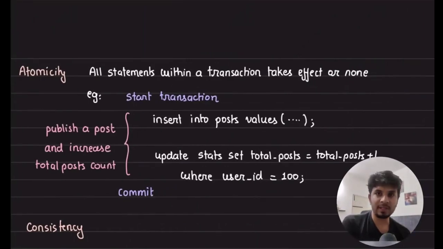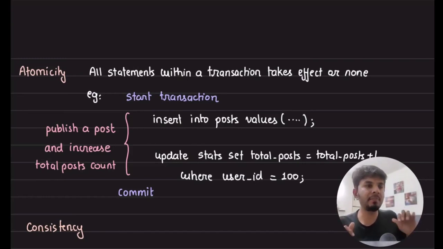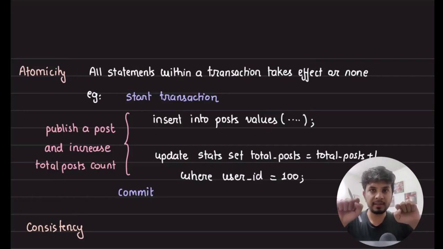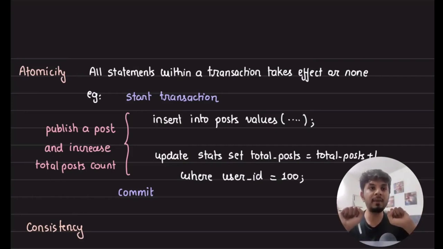First is atomicity. Atomicity implies that all the statements within a transaction take effect, or none of them take effect. So the idea is that, let's say in my financial system, if I were to insert data in two different tables, I can wrap it in a transaction such that either both of them happen or none of them happen.